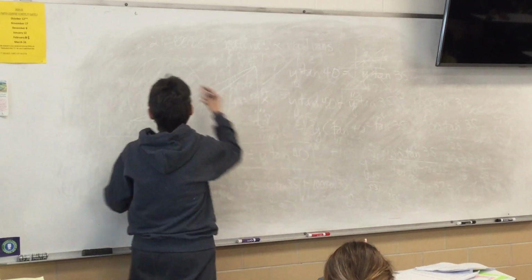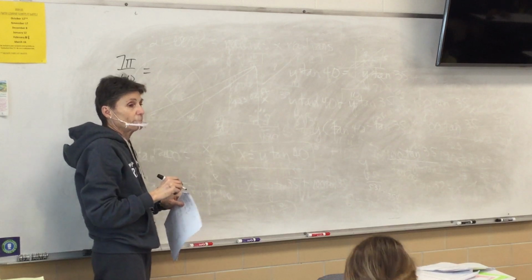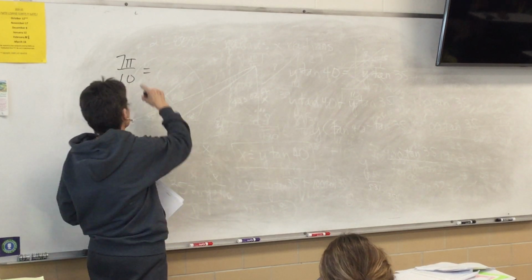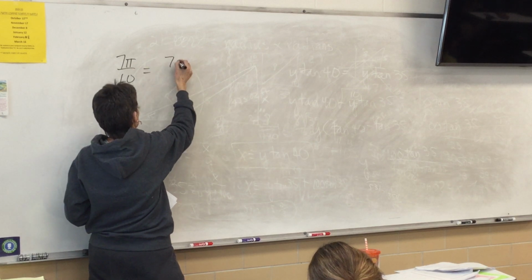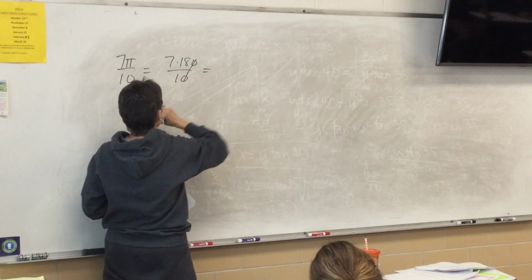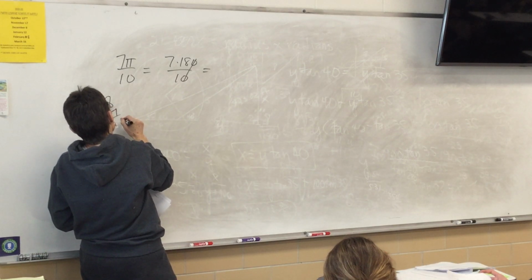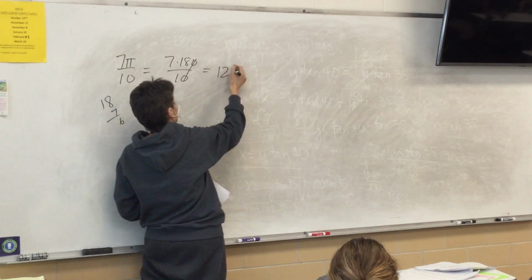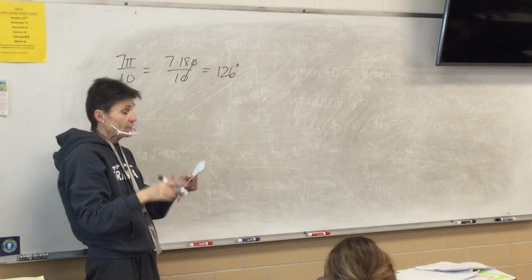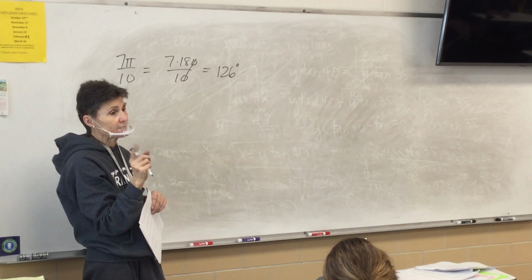Change into degrees. 7 pi over 10. We should be able to do this with our hands behind our back. This is 7 times 180 over 10, right? Which is 7 times 18, which is 126. So 126 degrees.